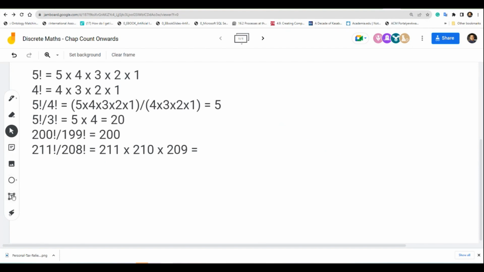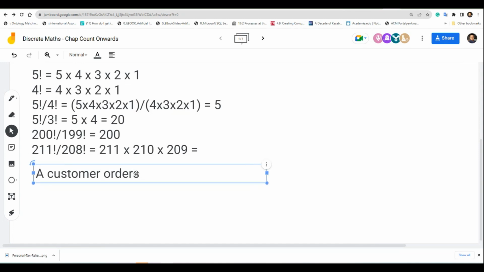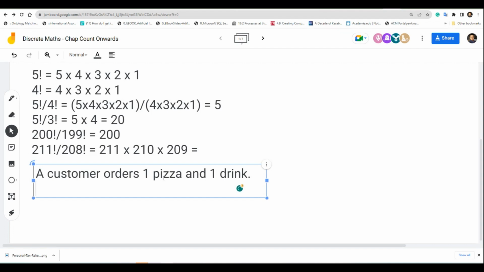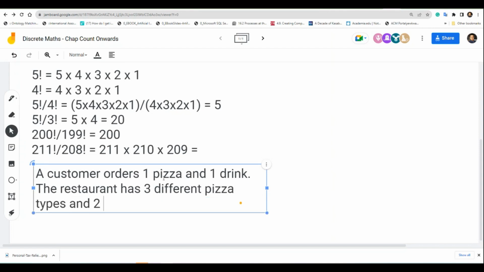Okay, let me write something here. Pizza: a customer orders one pizza and one drink. The restaurant or cafe has 3 different pizza types and 2 different drink types.